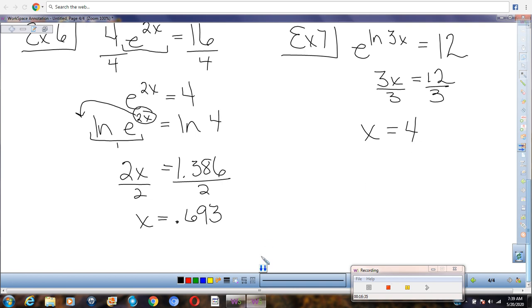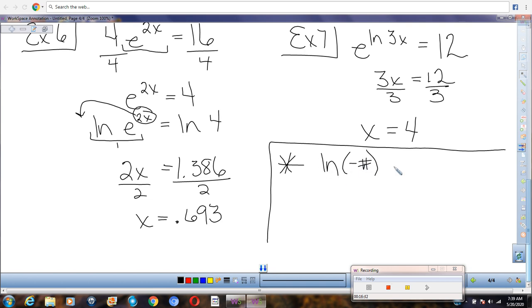All right, just a couple of quick notes. First of all, I want to remind you that you cannot have a natural log of a negative number. This would be no solution. That would be an extraneous solution.